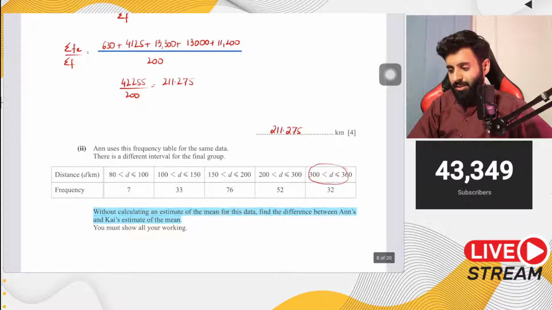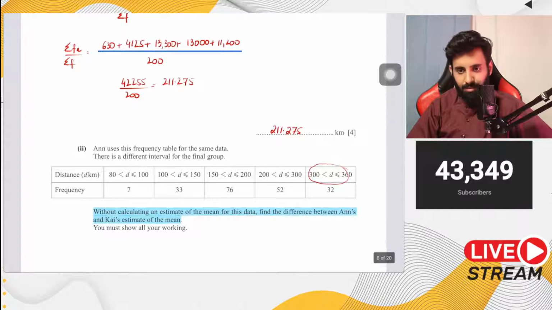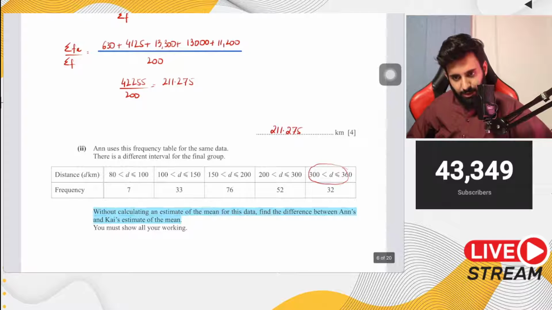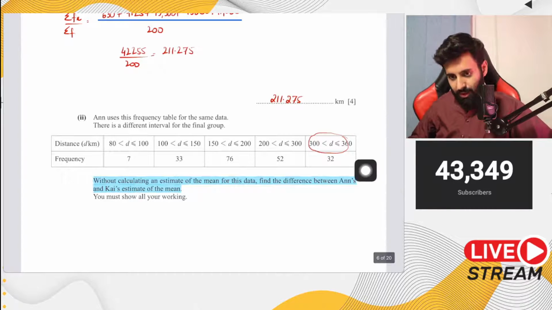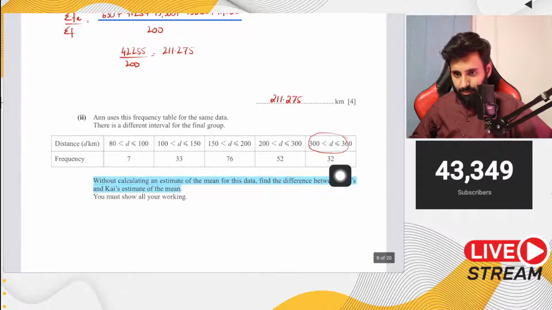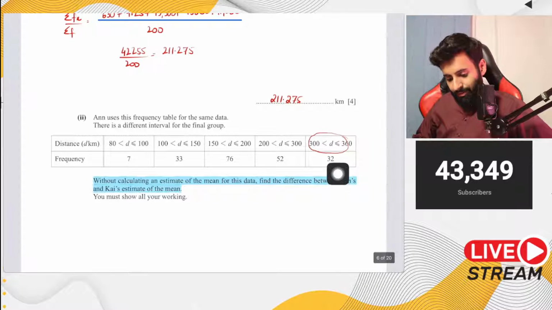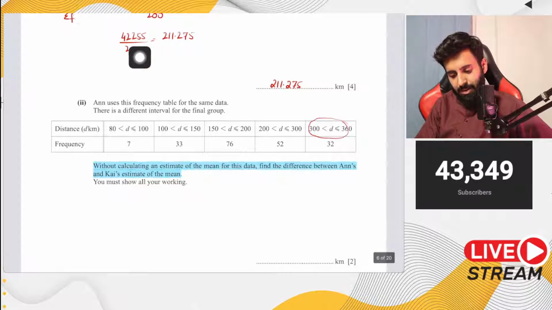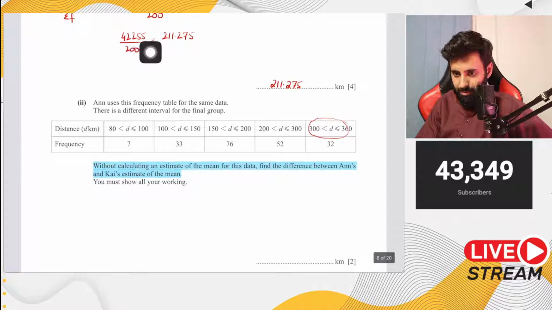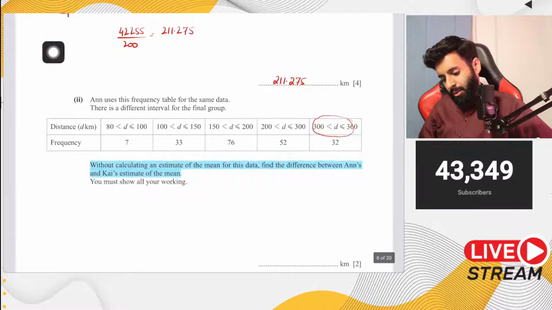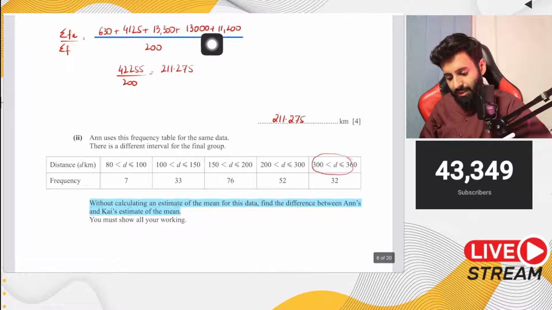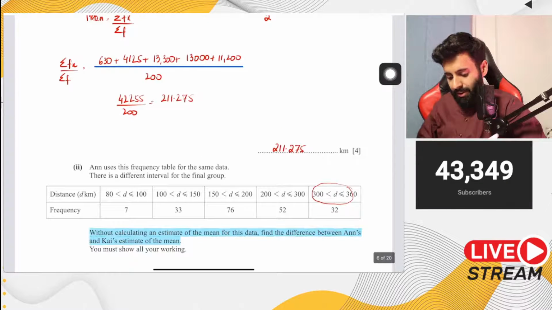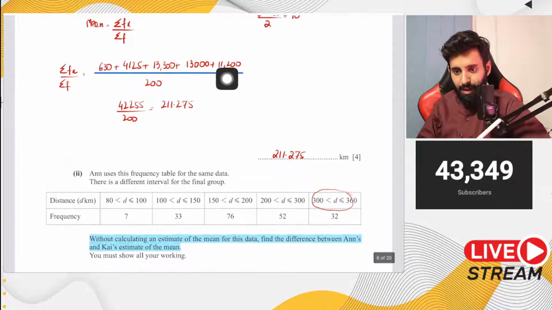So notice that since everything's the same, the only thing that's different is the interval for the final. It's just this that's different. From 300 to 360, it's 32. Now notice that the sum that we got for the previous one was 42,255. In this case, everything will be the same. The only thing that's different will be the final value.